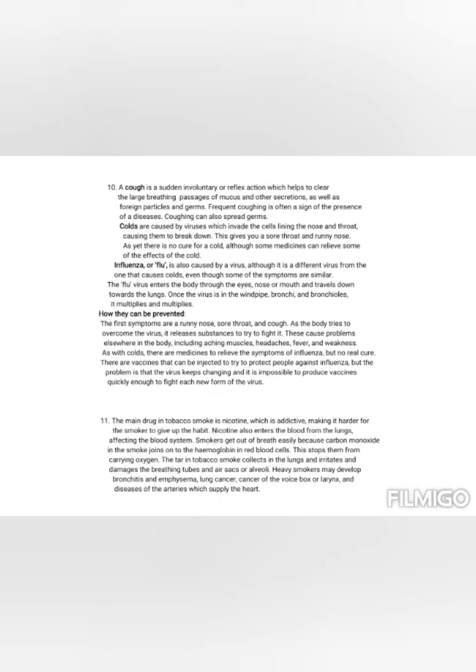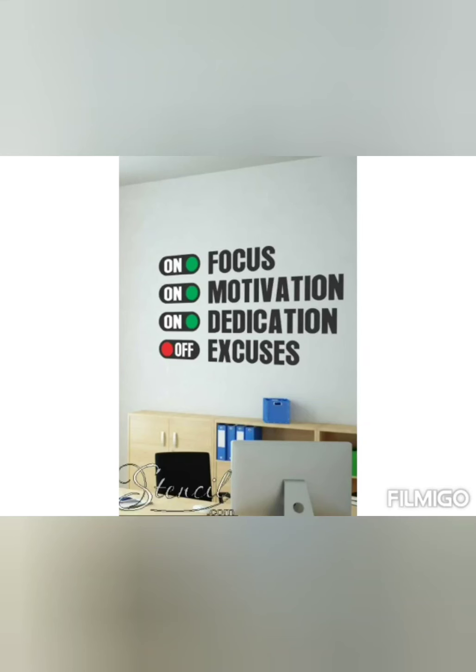Now, question number 11 answer is, the main drug in tobacco is nicotine. When you are smoking, the main drug is nicotine. It is addictive because the smoker can't give up this habit. Nicotine also enters the blood from the lungs, affecting the blood system. Smokers get out of breath easily because carbon monoxide in the smoke joins the hemoglobin, and heavy smokers may develop disease. This is very dangerous. So you should stop smoking. You shouldn't smoke.